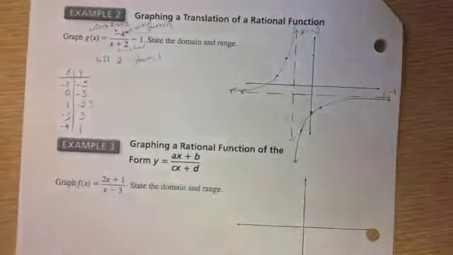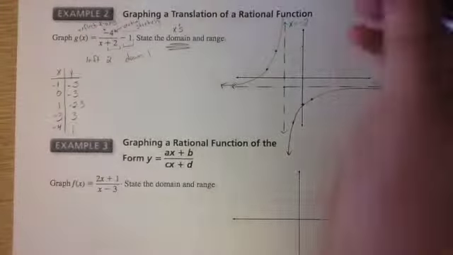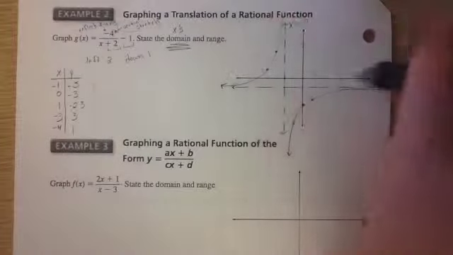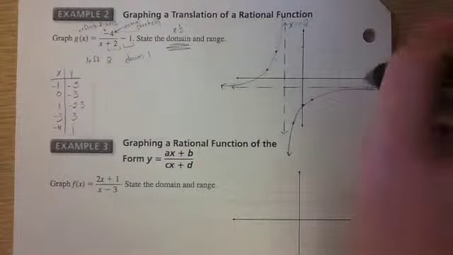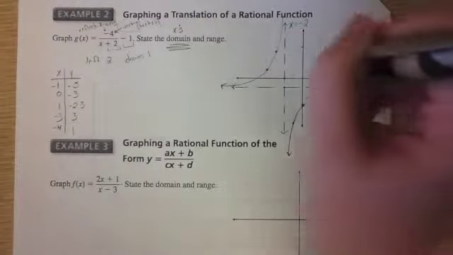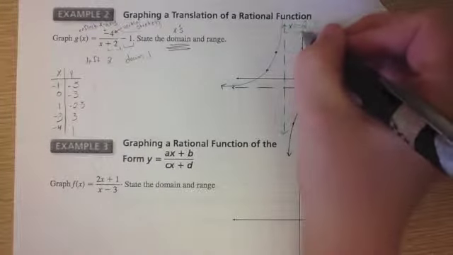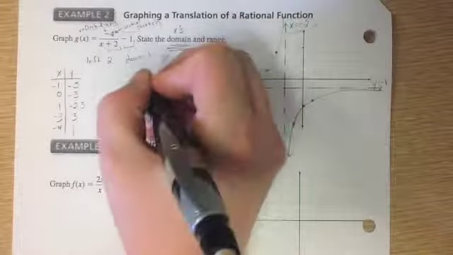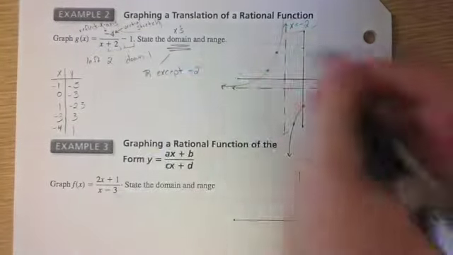State the domain and range. Okay, the domain. So what can I put in for my x's? Again, your domain is your x's. What can I put in? Well, if we look at my x-axis, what number can I not have on my x-axis? It looks like here at -2. My asymptote, x equals -2. So my domain is all real numbers except -2.